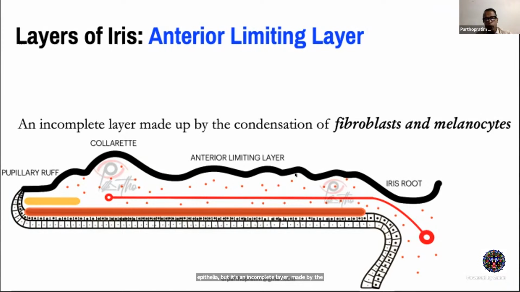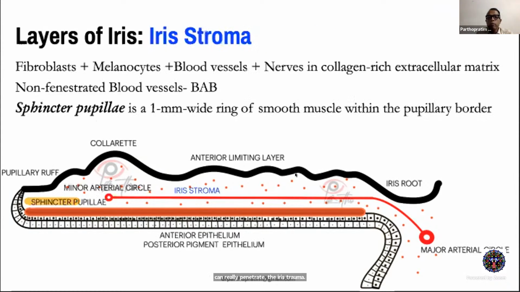fibroblast and the melanocytes. Now, as the anterior surface of the iris is not covered by epithelium, so you can understand that the aqueous humor can freely penetrate the iris stroma. This is very unique characteristic of the iris.